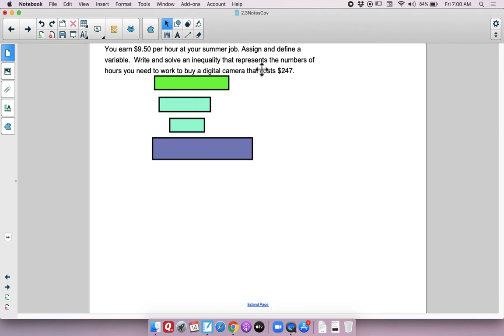So anyway, $9.50 per hour. And you want to assign and define a variable. You need to write and solve an inequality that represents the number of hours you need to work to buy a digital camera that costs $247.